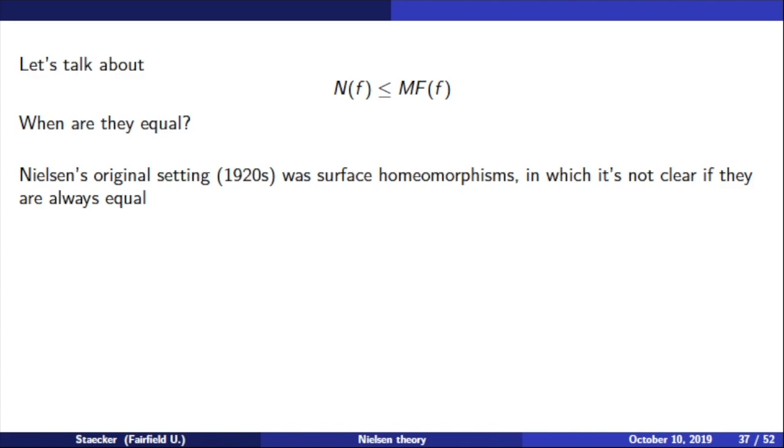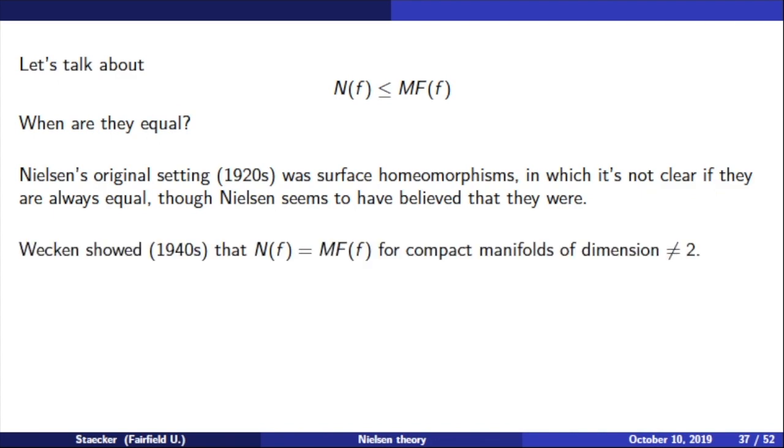Nielsen only was talking about surface homeomorphisms, surface meaning dimension 2. And in that case, Nielsen never demonstrated that they are equal. Although if you read what he said, Nielsen seems to have believed that they would be equal. That was the whole purpose of making the Nielsen number, that it measures the minimum number of fixed points. Wecken later on showed that they are actually equal if it's a manifold which is not dimension 2.